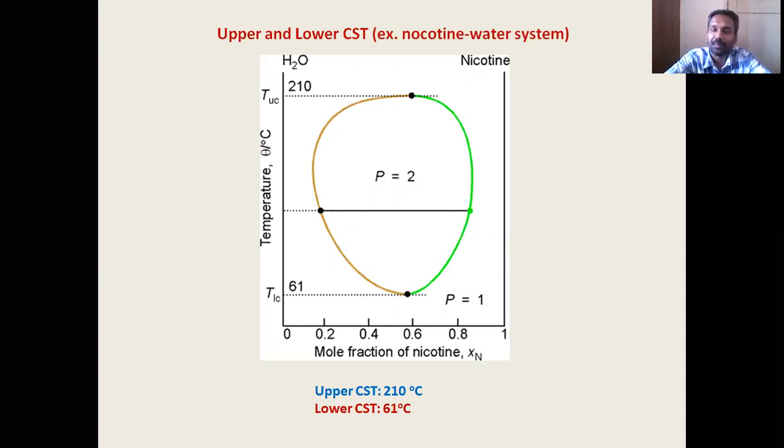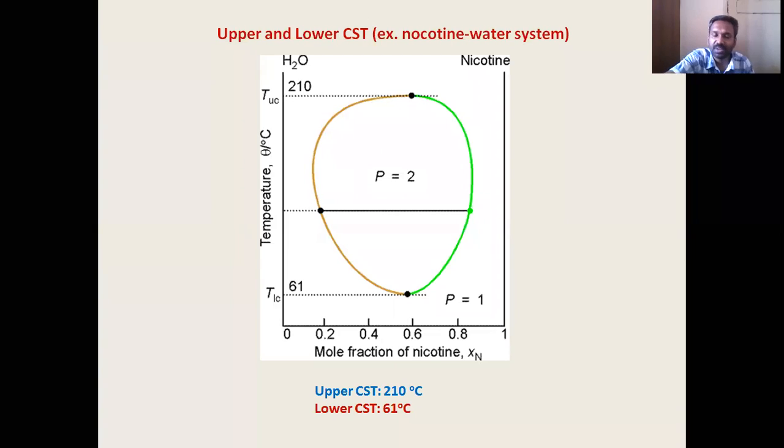Now you go on recording miscibility temperature for different compositions of nicotine water. Keep increasing the composition of nicotine water. You find that you get almost a loop. That means you get an oval shaped curve, and this oval shaped curve has an upper CST at 210 degrees Celsius and a lower CST at 61 degrees Celsius. That means all combinations of nicotine water are soluble above 210 degrees Celsius as well as below 61 degrees Celsius. So this is one interesting system which has both upper CST and lower CST.